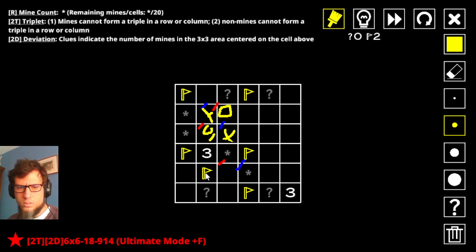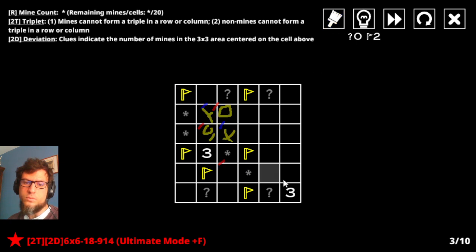And these can't both be mines now because this is here. Which means both of these have to be. Because the 3 can only have one that isn't a mine, and the one that isn't a mine has to be up here. So, okay.